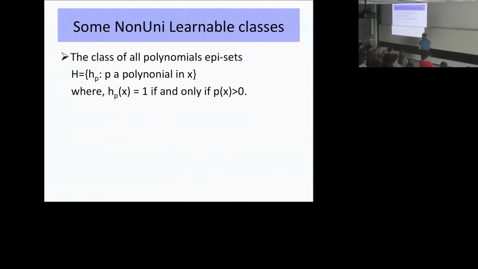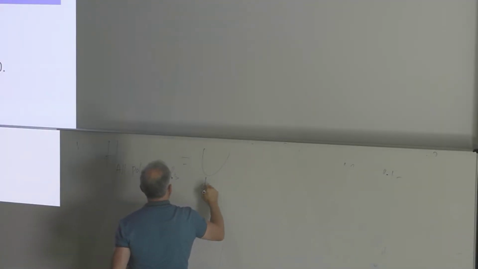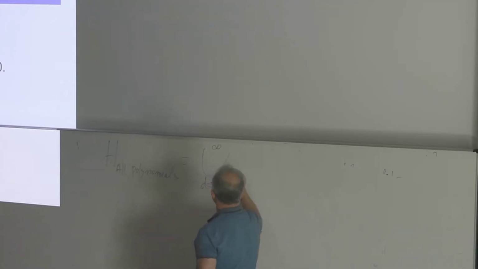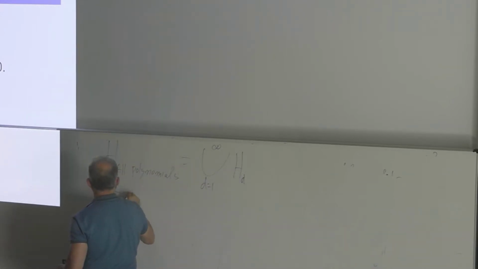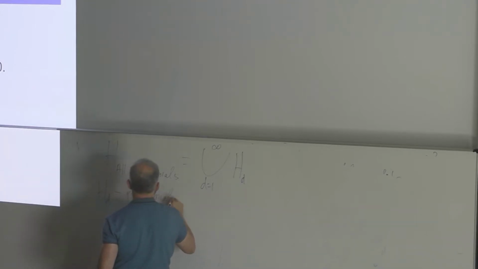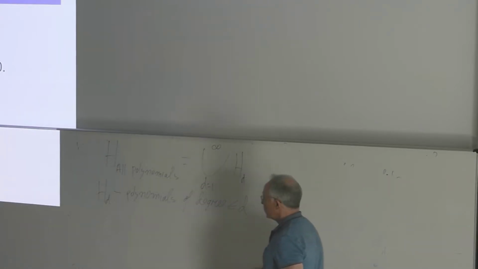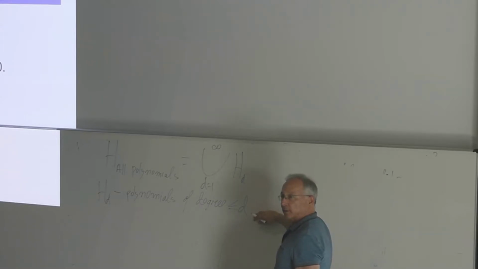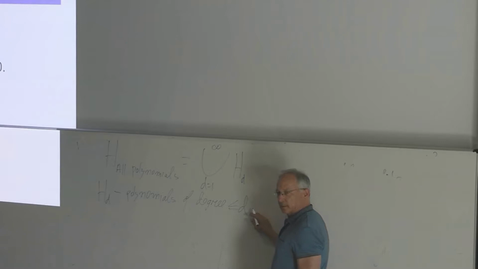Right. Very nice. So what I can do is say that this class H of all polynomials is the union over D from 1 to infinity of HD, where HD is the class of polynomials of degree at most D. Each of those classes has finite VC dimension, and it is not difficult to see that the VC dimension is determined by D. It's like D plus 1.